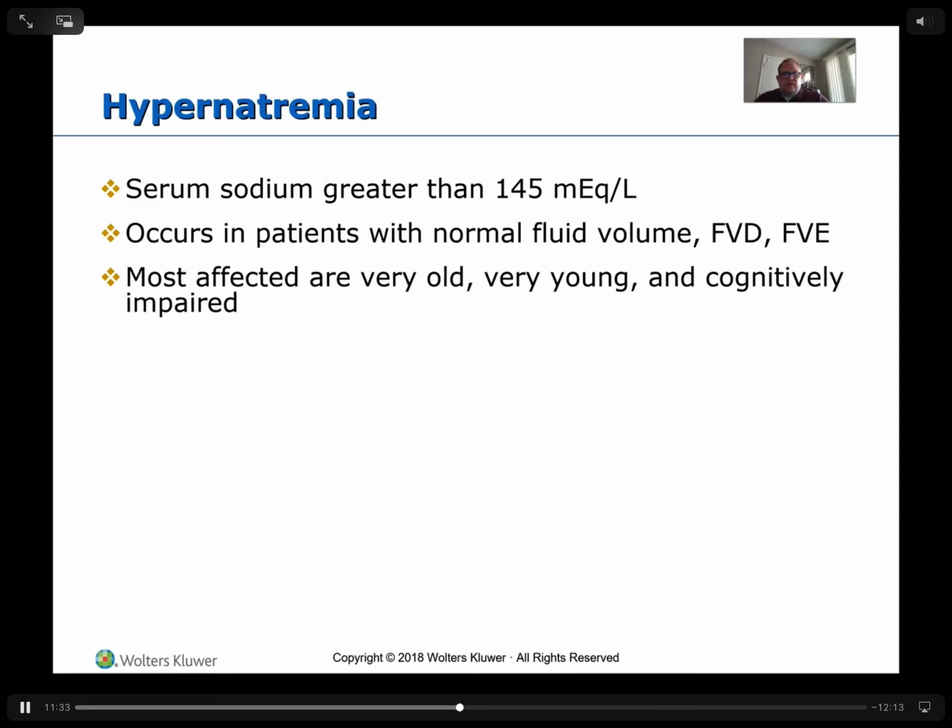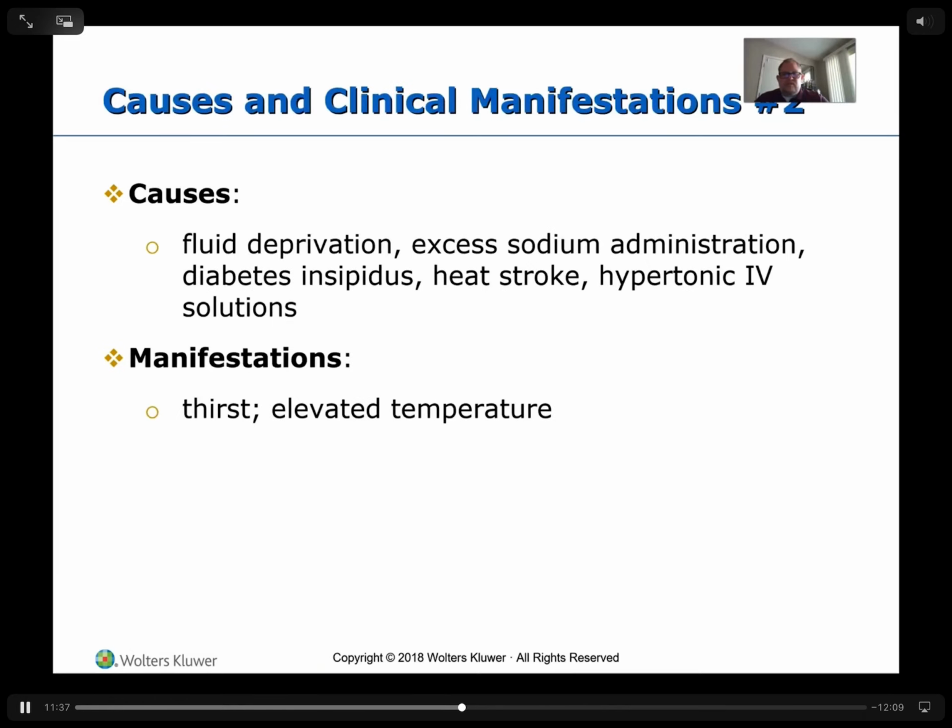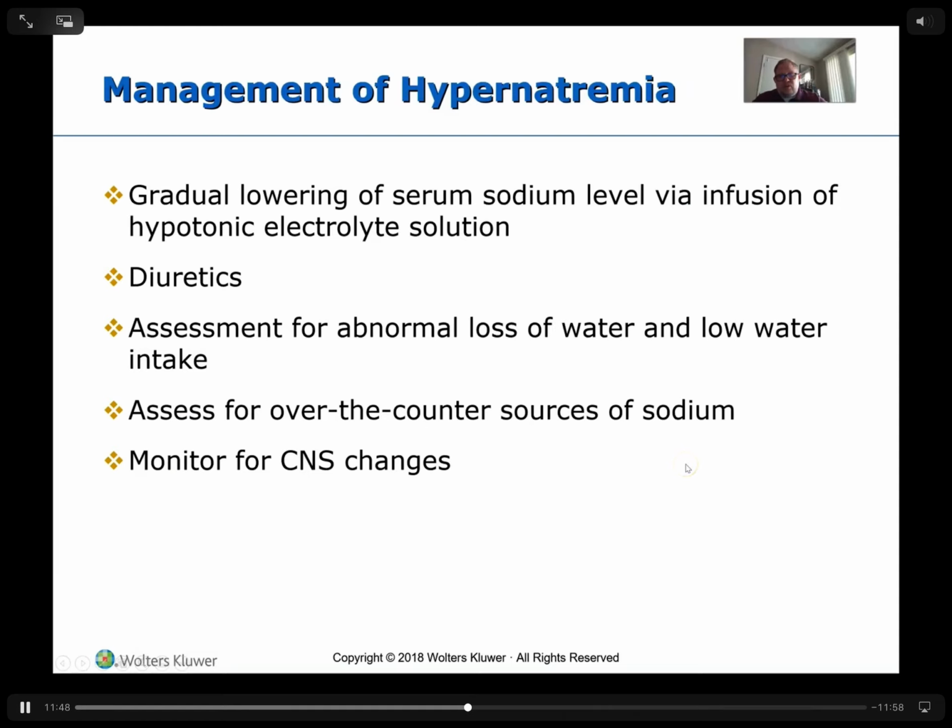Those most affected are the very old, very young, and cognitively impaired. Causes: fluid deprivation, excessive sodium administration, diabetes insipidus, heat stroke, hypertonic IV solutions. Manifestations are thirst and elevated temperature. Once again, you're going to monitor for CNS changes. You're going to talk to the patient about what over-the-counter sources of sodium they are taking.